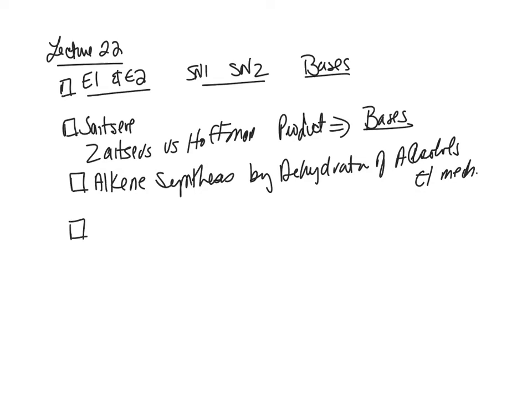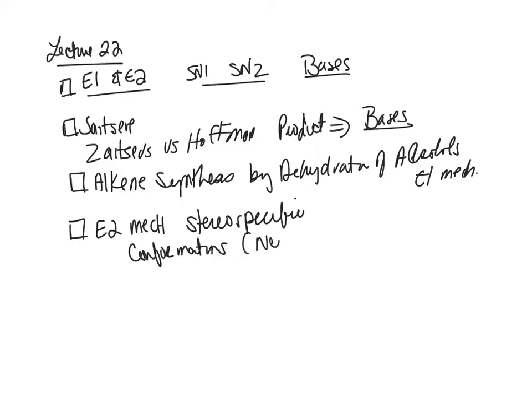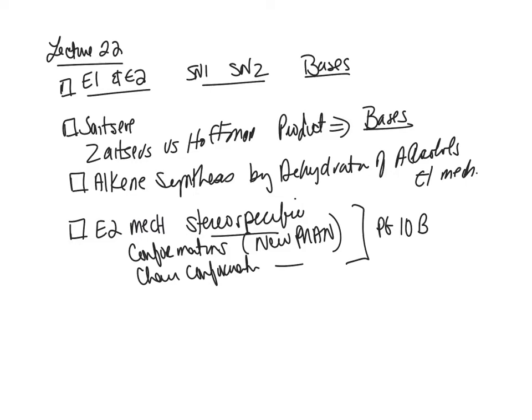And then I'm going to wrap up with the E2 mechanism because it's stereospecific. So you're going to have to pay attention to this when you have certain conformations. So you're going to see some Newman projections, and you're going to see the chair conformation. And so I'm going to try to teach you how to predict the correct product. And Sapling has some excellent problems on this. This will be PG10B. Okay, so first let's talk about E1 versus E2, now that we understand what those are.